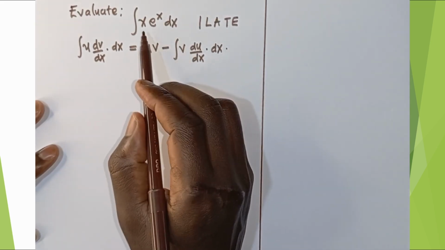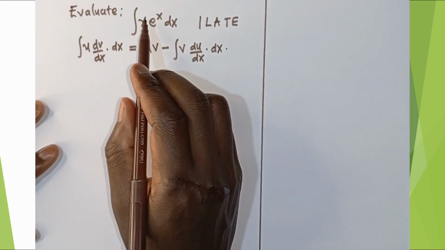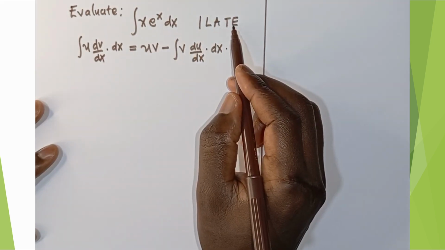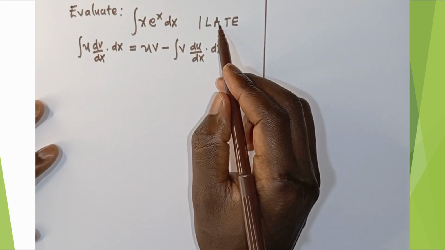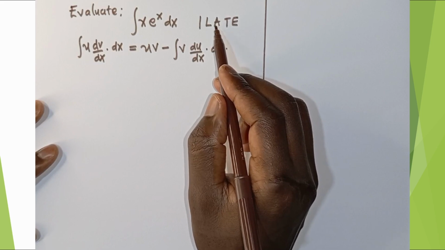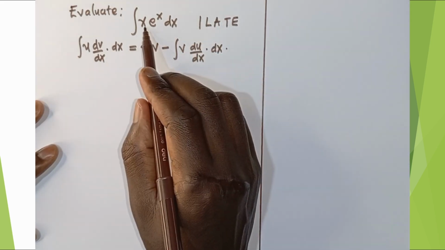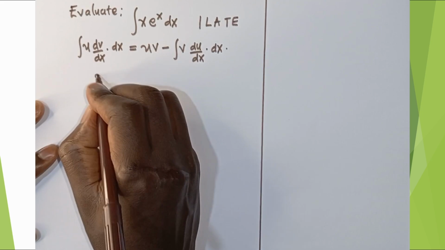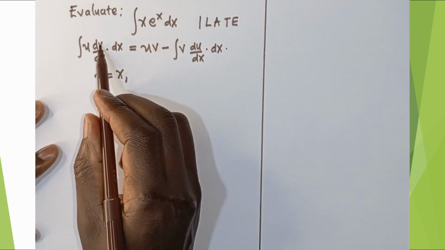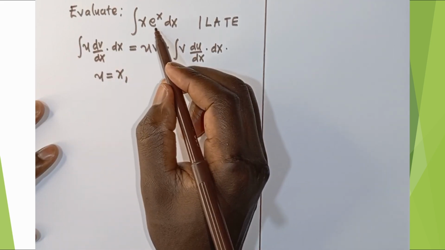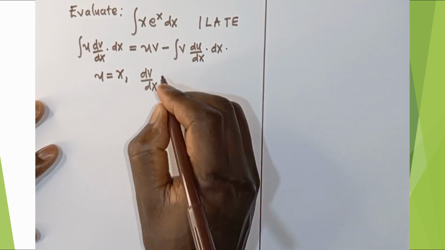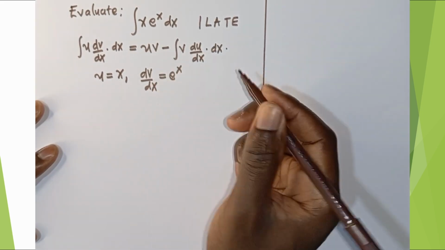Now, if you look at our integral here, we have what we call algebraic and also exponential. So we use I LATE and ask ourselves, algebraic and exponential, which one comes first? It is realized that algebraic comes first, and that is what we let as u. So we say our u will be x, and then our dv/dx is the exponential, e to the power x.